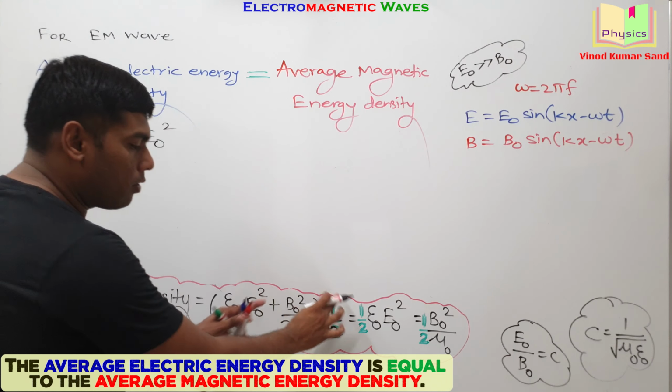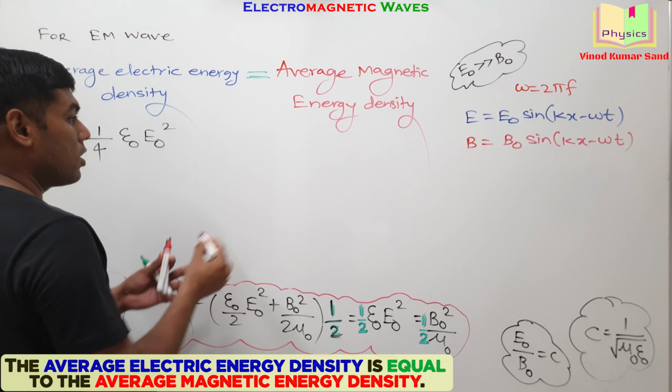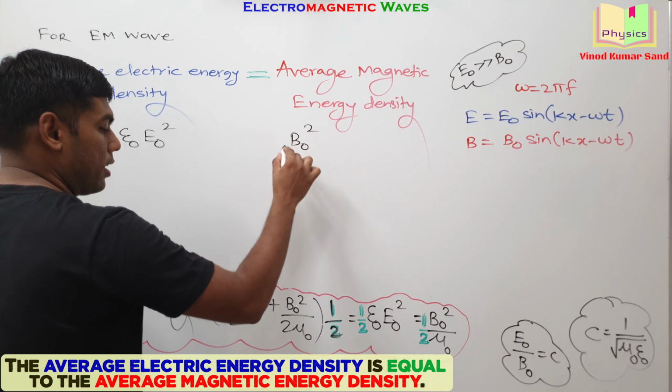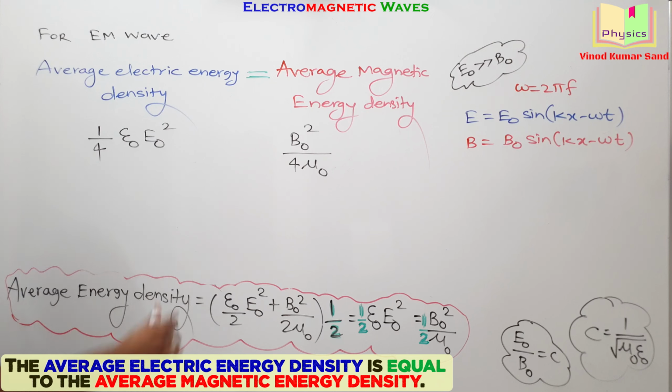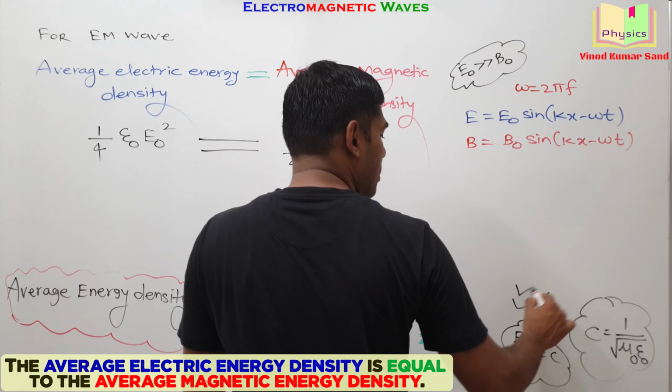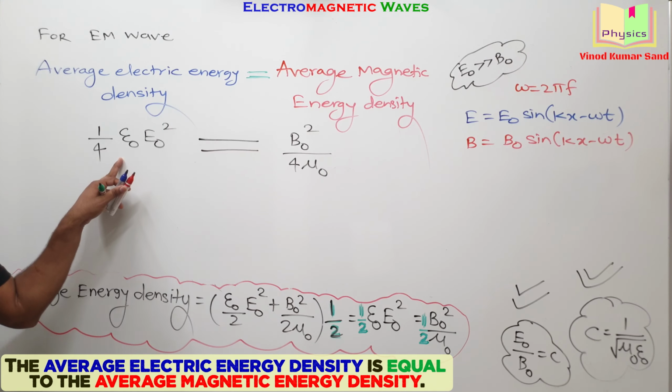And what is the value of the average magnetic energy density? It is equal to B naught square by 4 mu naught. Do you agree? We have to prove that these two parameters are equal. Computation is simple. We'll be utilizing these things again. For example, I am doing the replacement here.